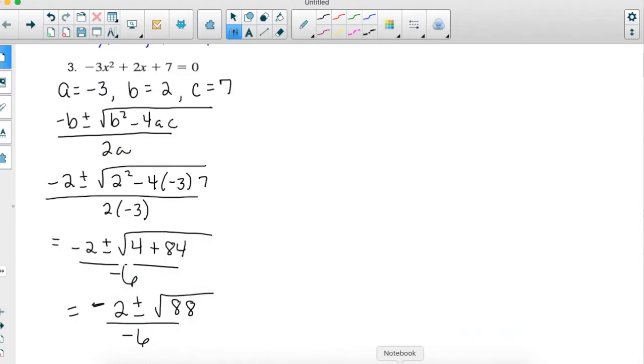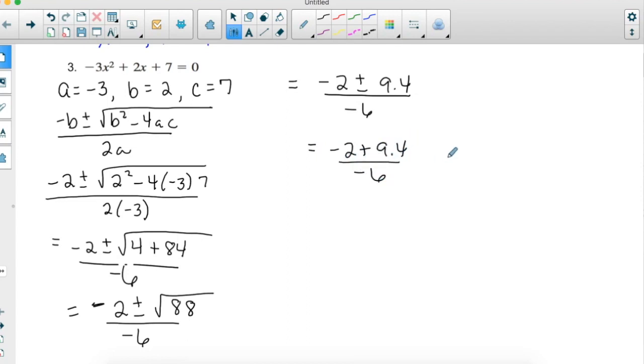So when I go back, I'm going to write it up here. We end up with negative 2 plus or minus 9.4 over negative 6. So we end up with negative 2 plus 9.4 over negative 6 and negative 2 minus 9.4 over negative 6. You could use the calculator and plug this in as well. So you end up with 7.4 over negative 6, and over here we end up with negative 11.4 over negative 6.